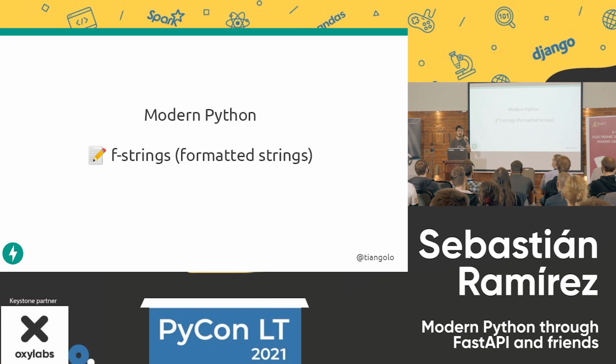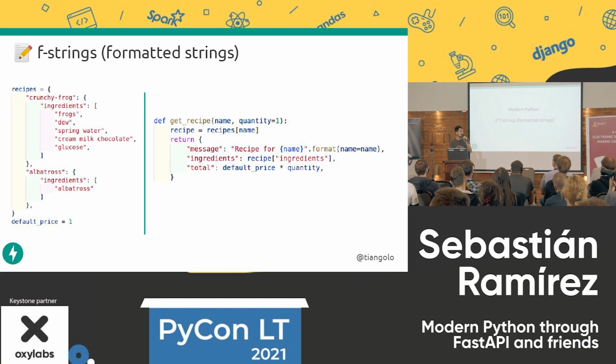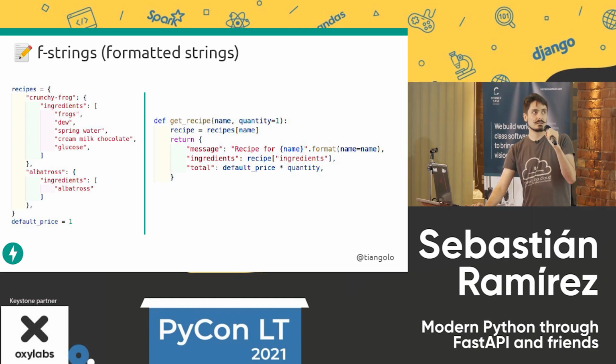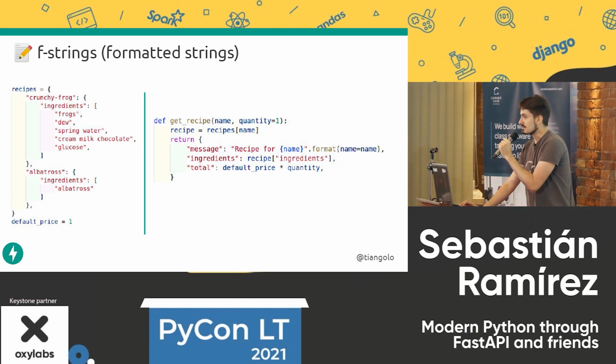Now let's actually start with modern Python. So we're going to talk a little bit about f-strings. So let's start with this. We have some data here, that is some recipes. Each recipe has just some ID, some ingredients, and then we have a default price. Now we have a function here, and this function takes a name, and it's going to give us some output about the recipe. It's going to tell us, hey, this is the recipe, these are the ingredients, and this is the default price. It's quite simple.